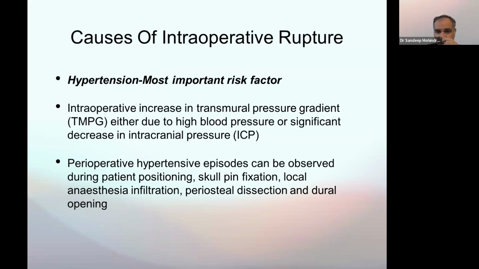Intraoperative increase in the transmural pressure gradient, either due to high blood pressure or significant decrease in the intracranial pressure. That is usually brought down by the external ventricular drain. Sometimes the surgeon has to put one to let the brain relax. Perioperative hypertensive episodes can be observed during patient positioning, skull pin fixation, local anesthesia infiltration, periosteal dissection, and dural opening. All these factors have been determined to lead to hypertensive episodes causing intraoperative rupture.